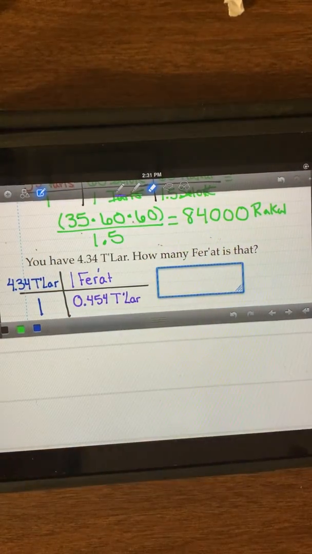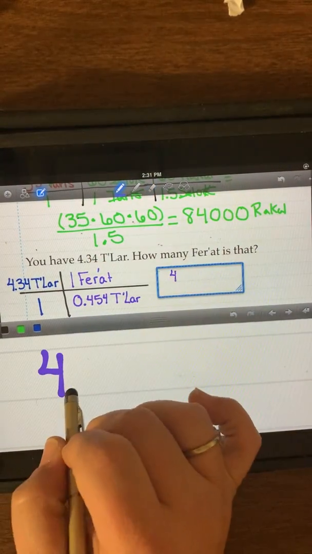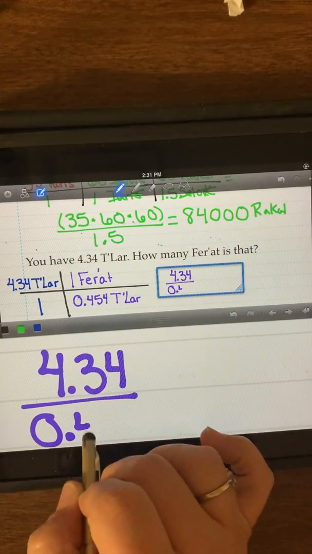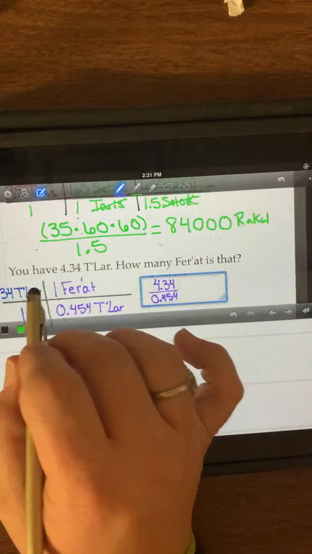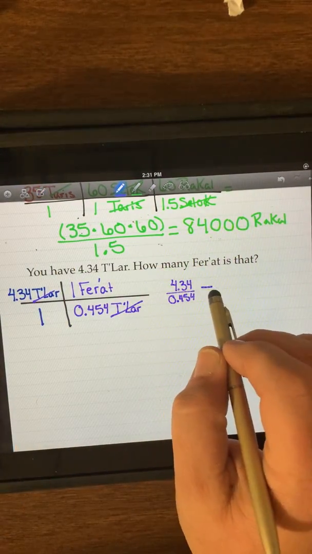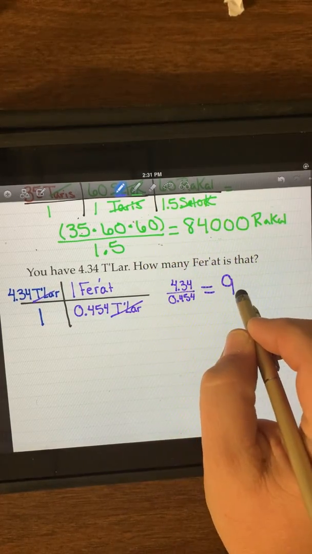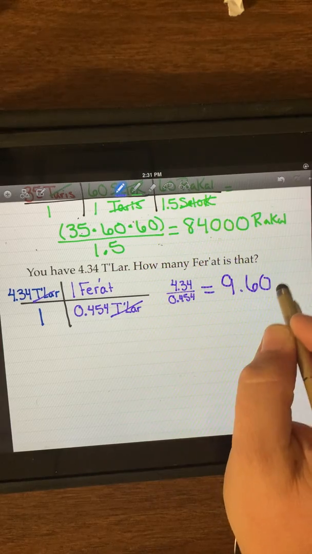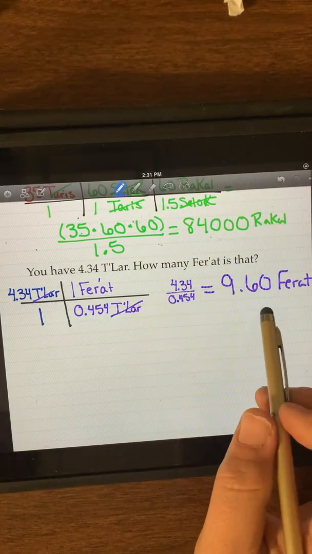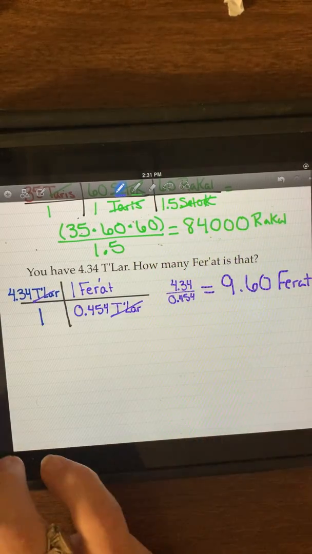So again, product at the top divided by product at the bottom. I have 4.34 divided by 0.454, because again, the Talar has canceled. I am left with 9.60 Ferat. The reason it's only 2 past the decimal is because my original number was 2 past the decimal.